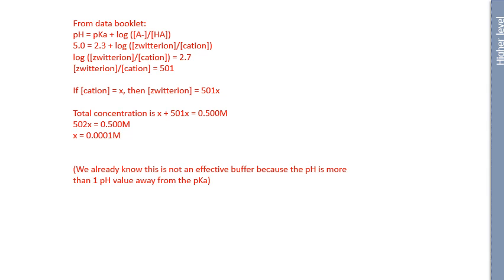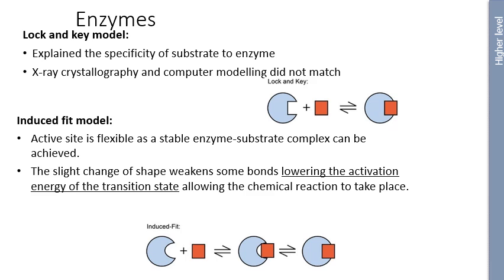So if the cation concentration becomes X, then the zwitterion must be 501 times the concentration of the cation. So that means the total concentration is going to be 0.0001 molar. Now, we already know this is not an effective buffer because the pH is more than 1 pH value away from the pKa. So it's not going to be quite effective as a buffer. So we're now just focusing more on the enzymes, okay?